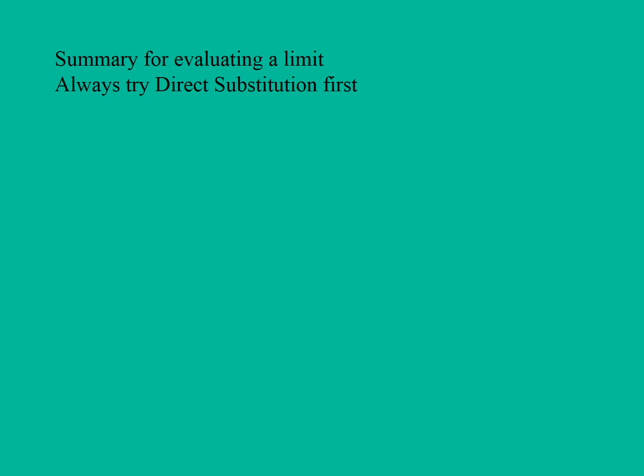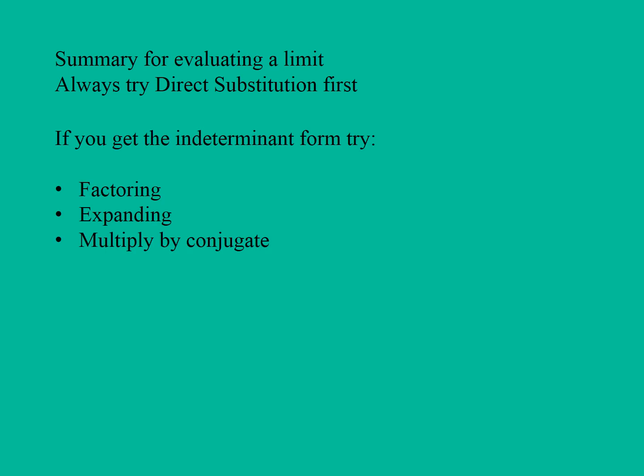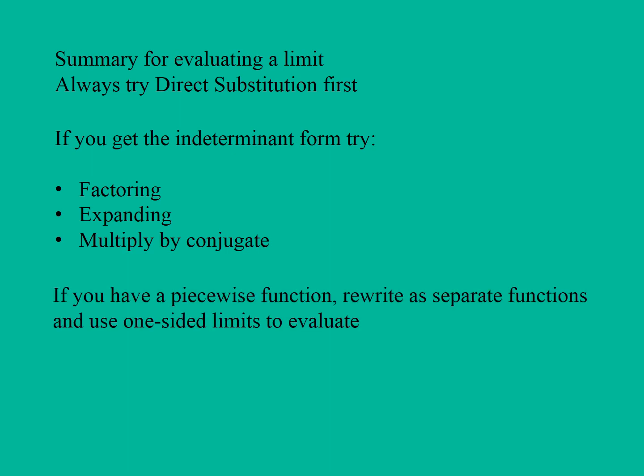Let's summarize what we've done. We always want to try to evaluate a limit, first of all, using direct substitution. If we get the indeterminate form, 0 over 0, then we can try factoring, expanding, or multiplying by the conjugate, and then simplify the expression and try direct substitution again. And when we were working with functions involving absolute values, we could rewrite them as piecewise functions and evaluate them on the correct intervals. And then we checked our work graphically.